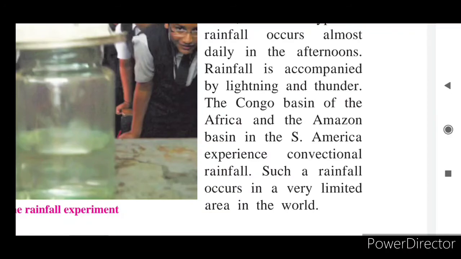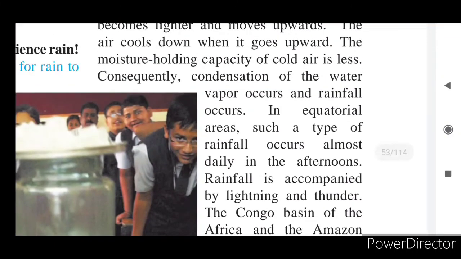So here it is said that in the equatorial area, daily in the afternoon there is rainfall. So which type of rainfall? Convectional rainfall. How does it take place? Because of the heat, the air becomes lighter and floats upward. At the high altitude the temperature is less, so whatever moisture is there in the air will convert into water. The condensation process will take place.